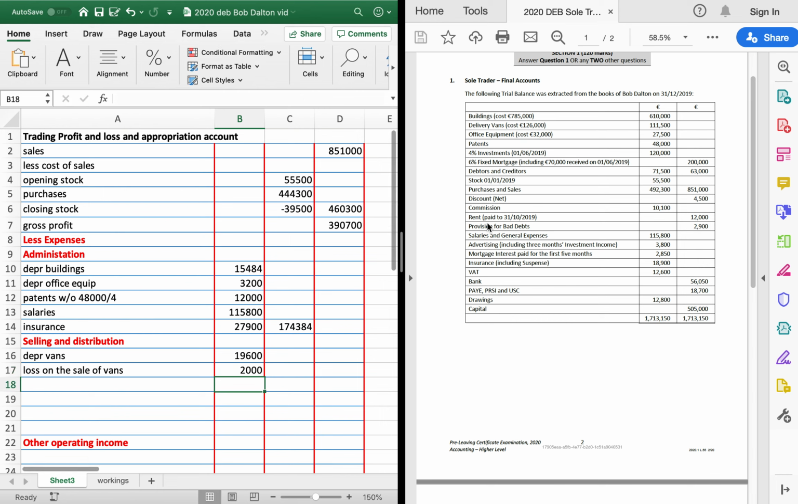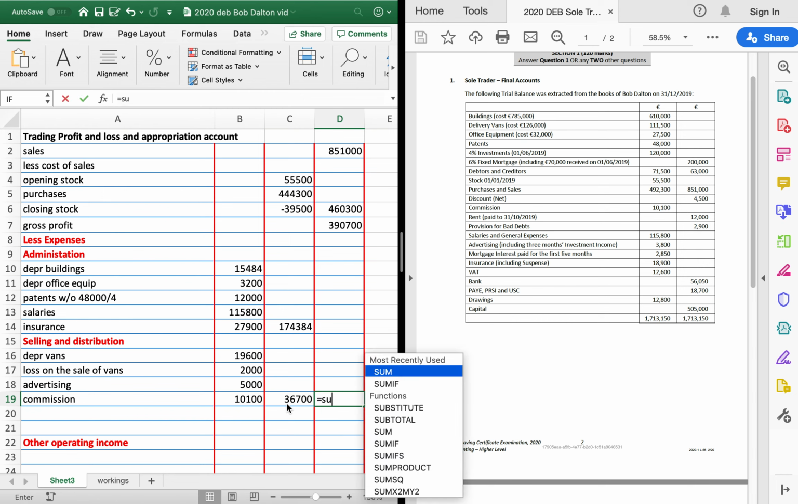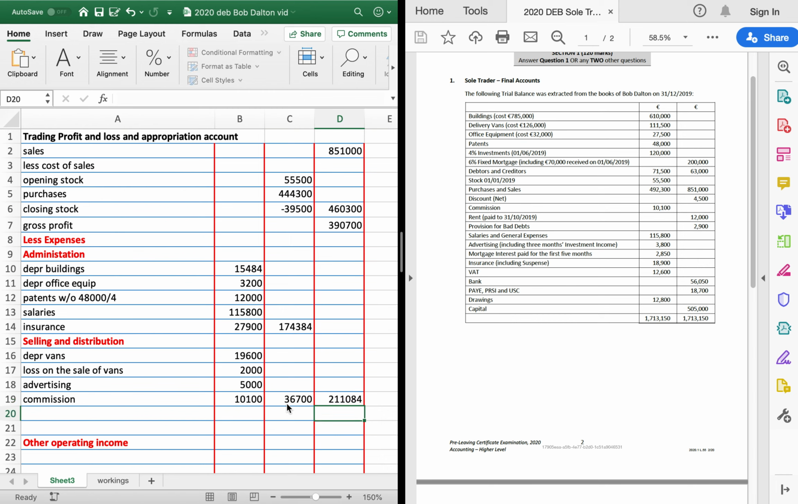We then have advertising, the last working. Now, advertising was 5,000 euros. That was the most recent working. And have we any other ones? We have commission here of 10,100. That didn't change. Again, if commission was on the credit side, it would be other operating income. So let me just have a look through. Nope, that seems to be them all. So our total expenses 201,084. This looks horrendously wrong, but sure, we'll see in a while.